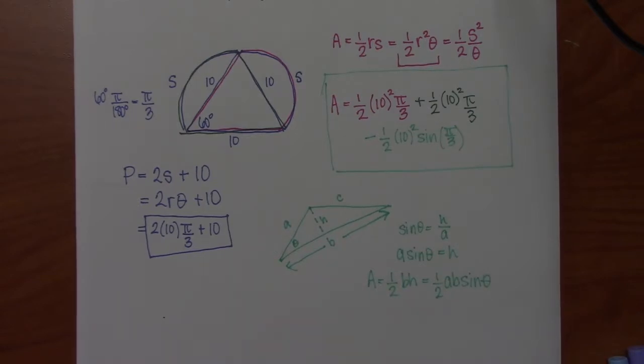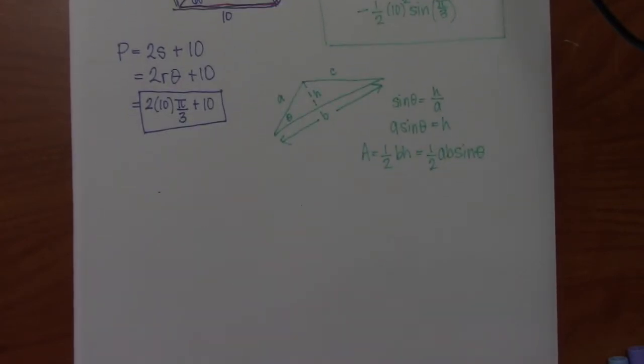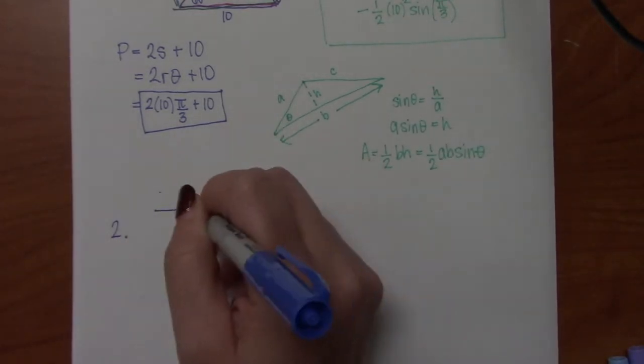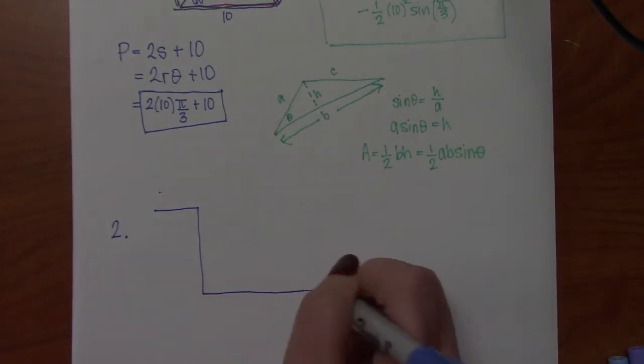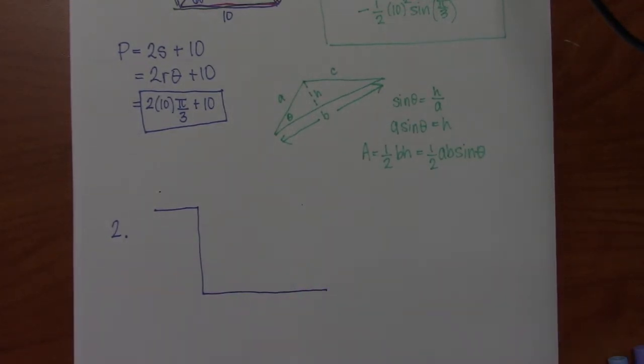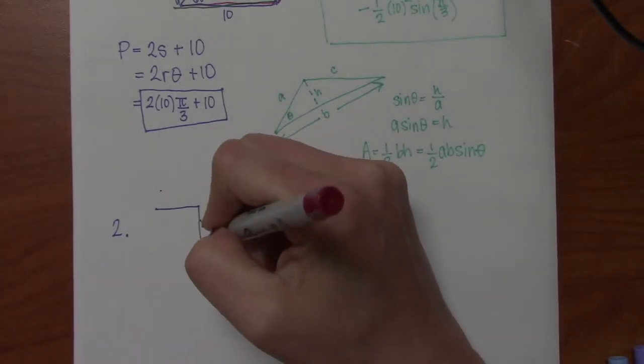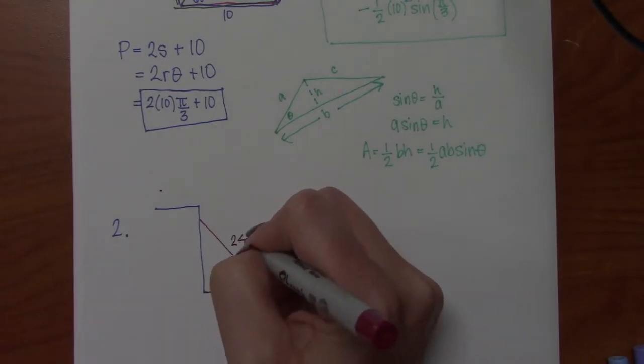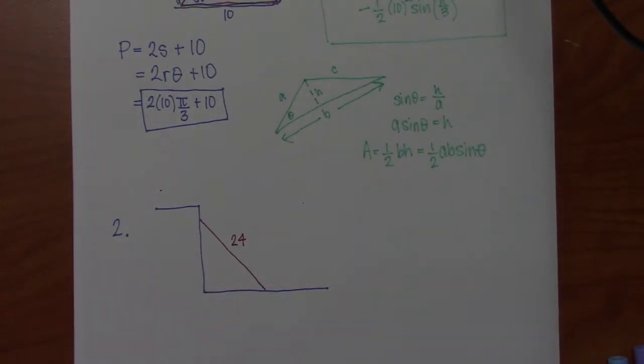All right, so let's look at the next one. In the next problem, we have a ladder that's 24 feet long, and we've leaned it against the side of a building. So here's our building. And the ladder is just leaning across like this, okay? The length of the ladder, which is 24 feet, the ladder is the hypotenuse of this right triangle that we've just created, all right? And they've told us that the angle between the ladder and the building is 25 degrees.